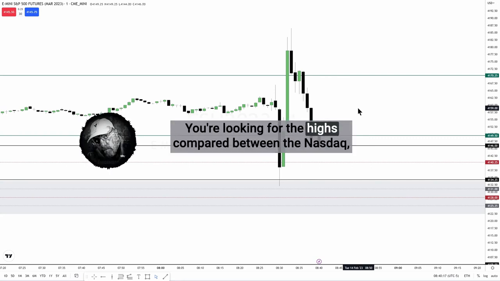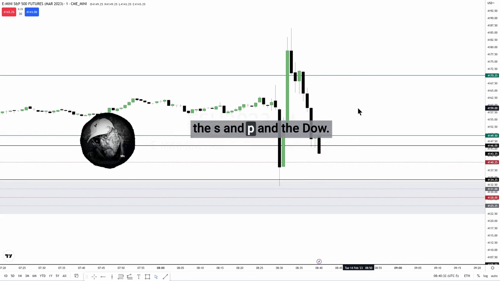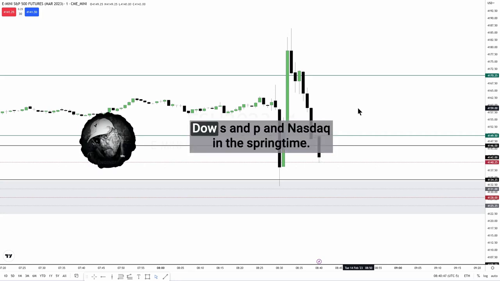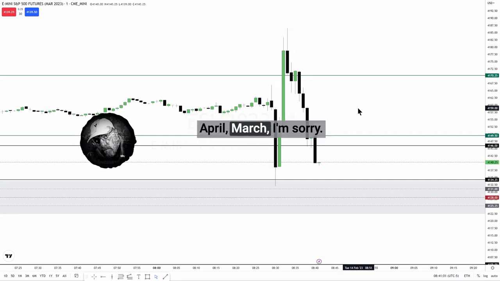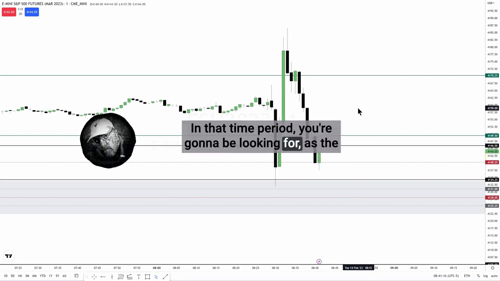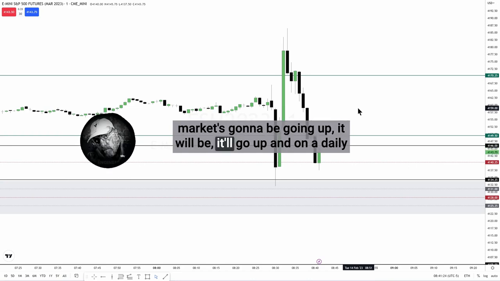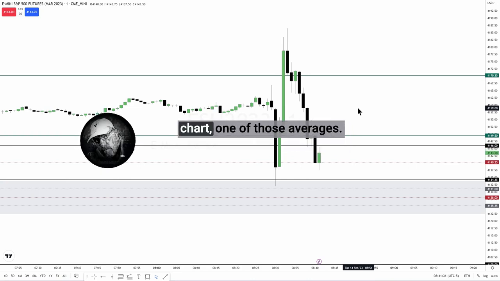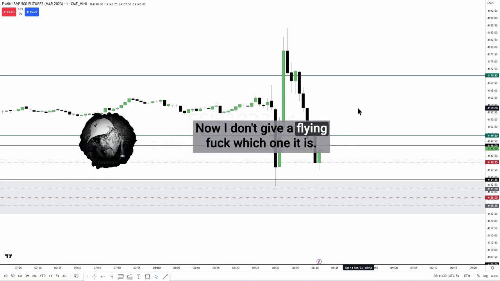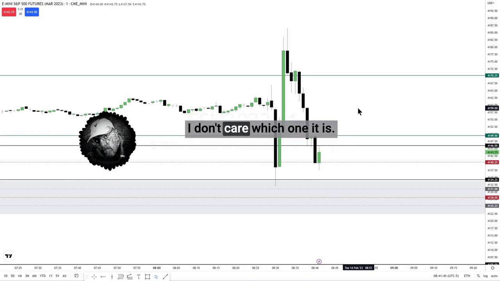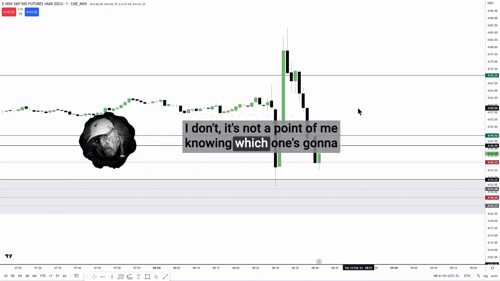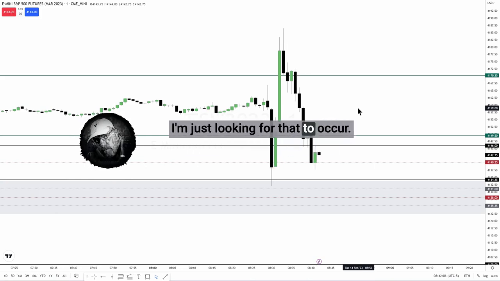You're looking for the highs compared between the NASDAQ, the S&P, and the Dow. Make sure I said that right. Those three averages: Dow, S&P, and NASDAQ. In the springtime, April, May time period, as the market's going up, on a daily chart, one of those averages will fail to make a higher high. I don't care which one it is. It's not a point of me knowing which one's going to fail. I'm just looking for that to occur.